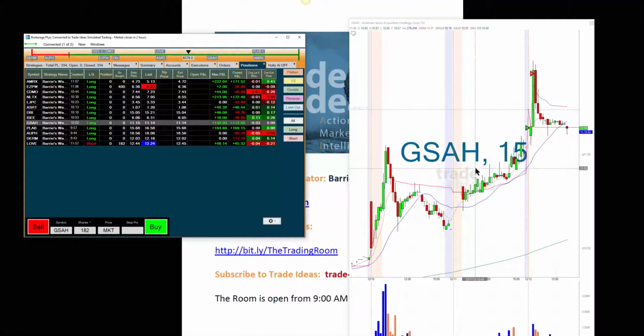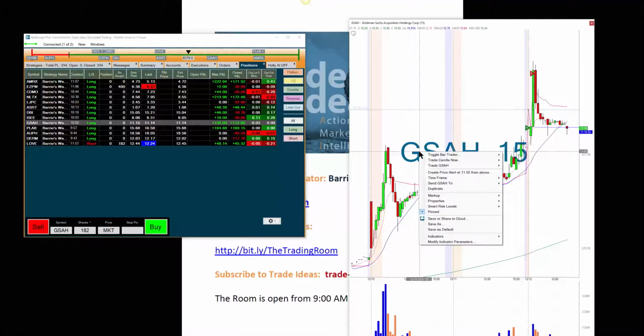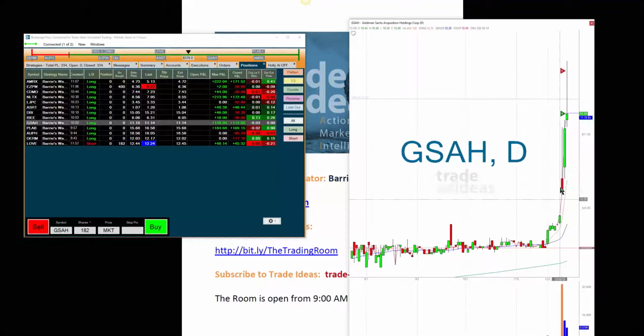It was so interesting to me. This is the Goldman Sachs Acquisition Holdings, and I was mentioning it in the pre-market. I said, it's such a weird looking chart. If I look at the daily chart, look what it's done over the last 3 days. It was doing absolutely nothing.